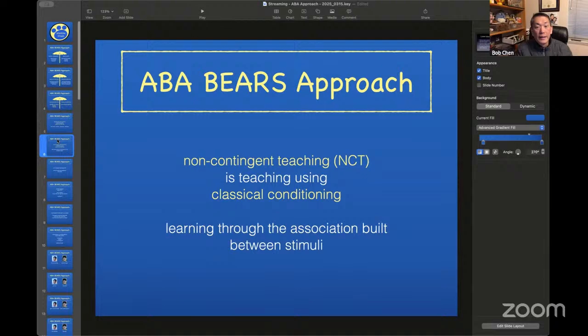Now, non-contingent teaching is based off of classical conditioning, this associating of things. With non-contingent, it is solely based on the pairing that we do. So typically we would utilize this for most of our language programs, and we're pairing the visual with the sound. So when we do non-contingent, the child looks at the item and then we say what that item is. So, pen.